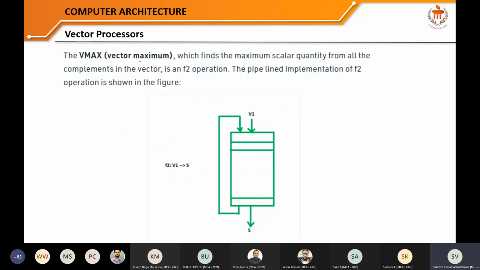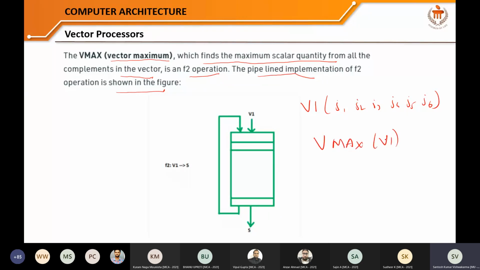The second is vector maximum. So what does vector maximum mean? It finds the maximum scalar quantity from all the elements in the vector; it is an F2 operation. The pipeline implementation of F2 operations is shown in the figure. Suppose we have a vector V1 with different values I1, I2, I3, I4, I5, I6, and we need to perform the Vmax of V1. Obviously it finds the maximum scalar quantity. Like suppose in comparison, I4 is the maximum, so the output is equal to I4.